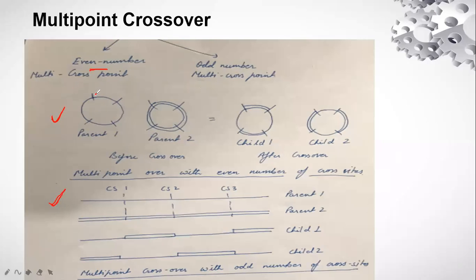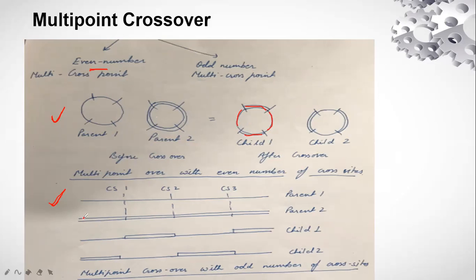Right? So here you can see this is parent 1 as a circle and parent 2 as a double line circle. I'll take 4 cross sides here, and then I'll create the child. So I have taken this part from parent 2, then this part from parent 1, this part from parent 2, and this part from parent 1. So this is how I have created a recombination of parent 1 and parent 2.